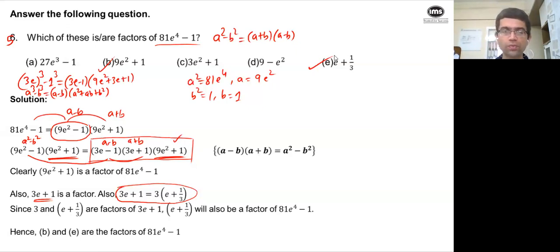Yes, Mehak. So did you understand why 3e plus 1 is a factor of 81e^4 minus 1, Mehak? Now I can take out 3 common from 3e and 1 and it will become 3 into (e plus 1 upon 3). So once I have 3 into e plus 1 upon 3, I can say that e plus 1 upon 3 is a factor, Mehak. Right? So among the options, I have only two factors, which is 9e square plus 1 and e plus 1 upon 3. B and E are factors of 81e^4 minus 1.